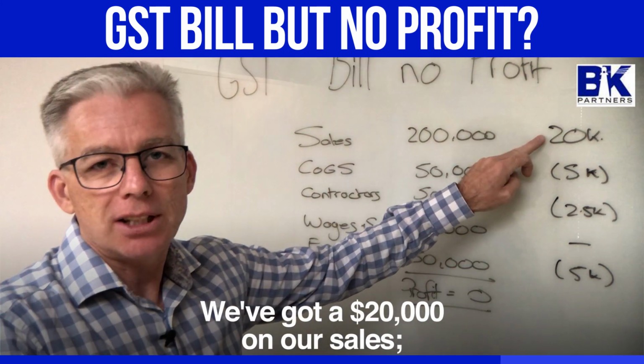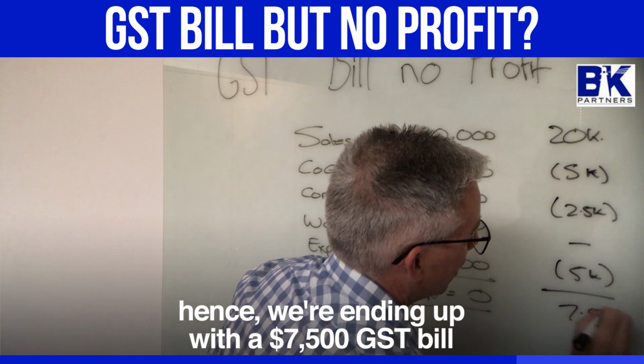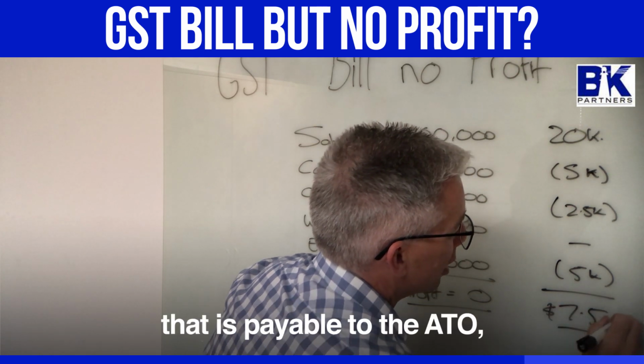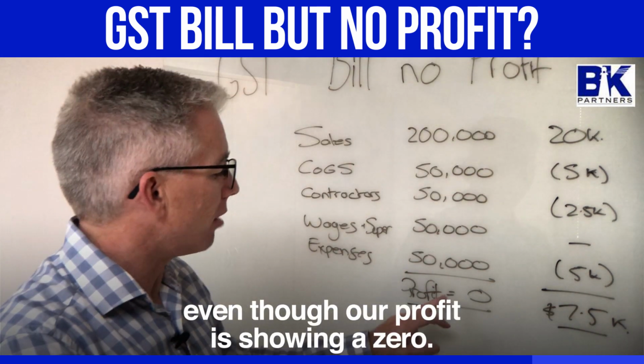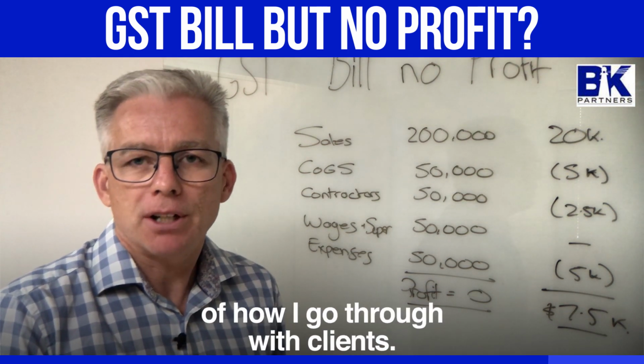We've got our $20,000 on our sales, hence we're ending up with a $7,500 GST bill that is payable to the ATO, even though our profit is showing as 0. So that's just a quick calculation of how I go through it with clients.